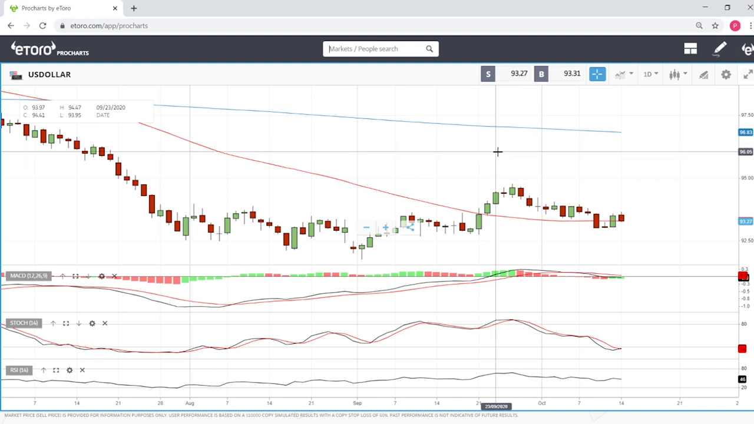Welcome back. We are here on eToro looking at the commodities market and the precious metals market. And this is going to be my daily forecast for Thursday, October 15th, 2020.